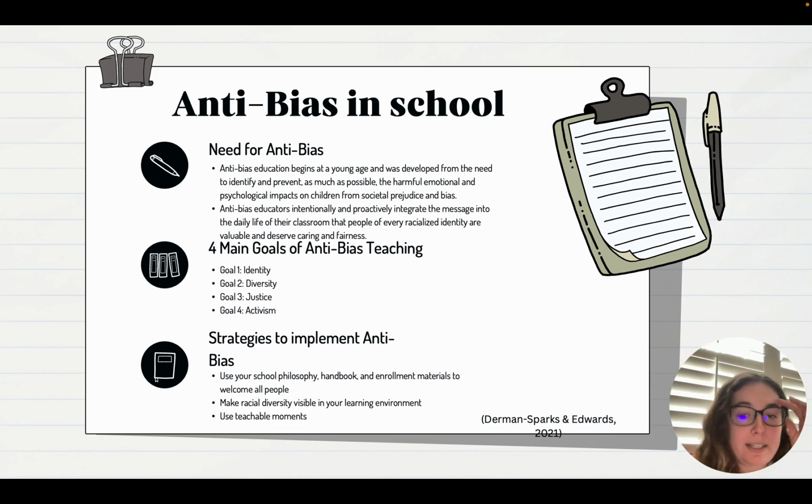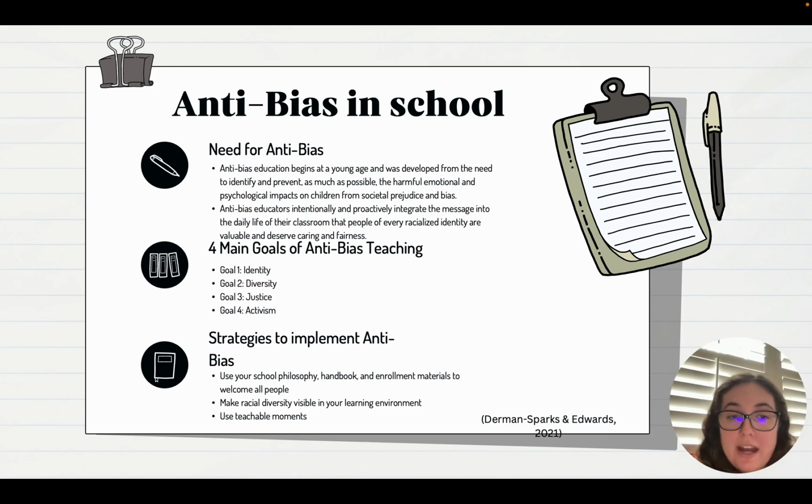So it's really important for anti-bias strategies to be implemented at a young age because this will carry over throughout a lifetime. And it's really important for educators to remain anti-biased in their teaching practices. So there are 4 main goals of anti-bias teaching: identity, diversity, justice, and activism. And it's really important to encompass all of these goals throughout your teaching.